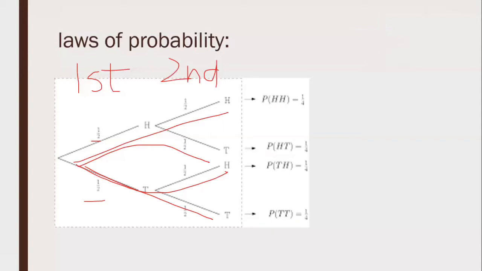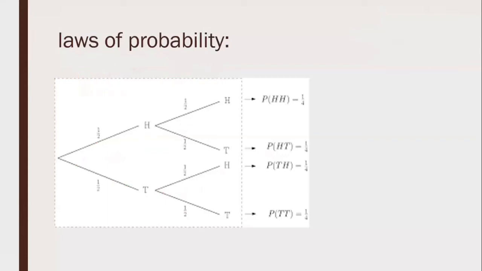There are two laws of probability. One is the addition law of probability, and the second is the multiplication law of probability. The first law of probability is the multiplication law of probability, and the second law of probability is the addition law of probability. Now, the multiplication law of probability is basically for those events that can be done in two or more than two ways.